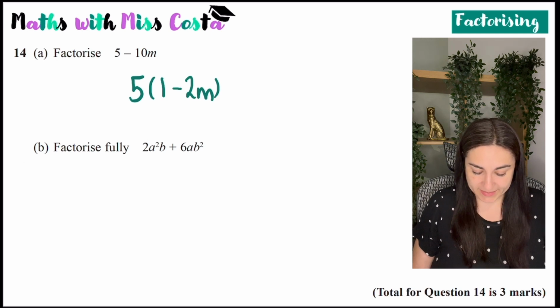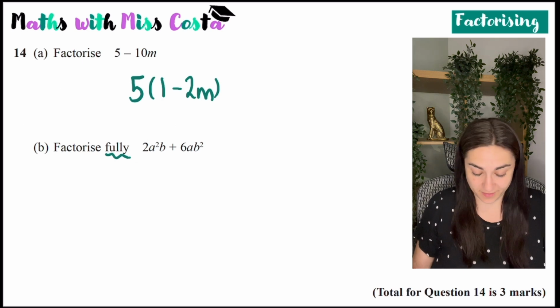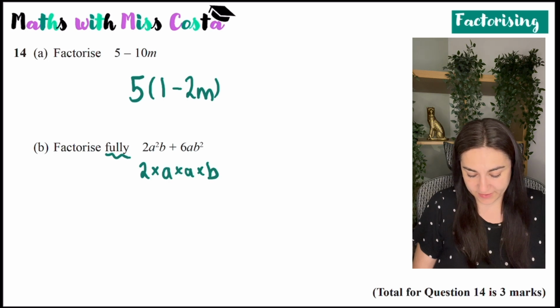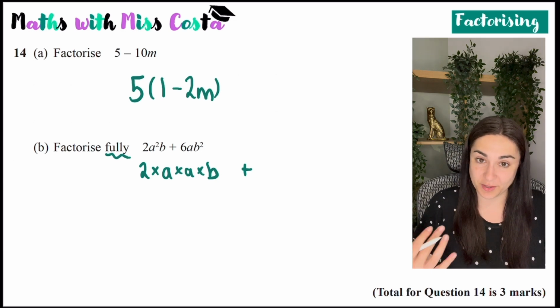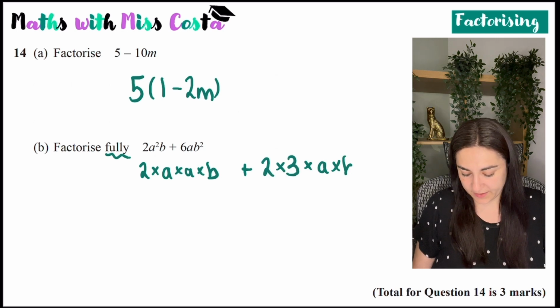And now the next part says factorize fully. So once again, I'm looking at the largest factor. So a way that we could do this is to try and write it all algebraically. So I know that 2a squared b means 2 times a times a times b. And then 6ab squared. I'm trying to write it in terms of its factors. So the factors of 6 are 2 times 3 times a times b times b.